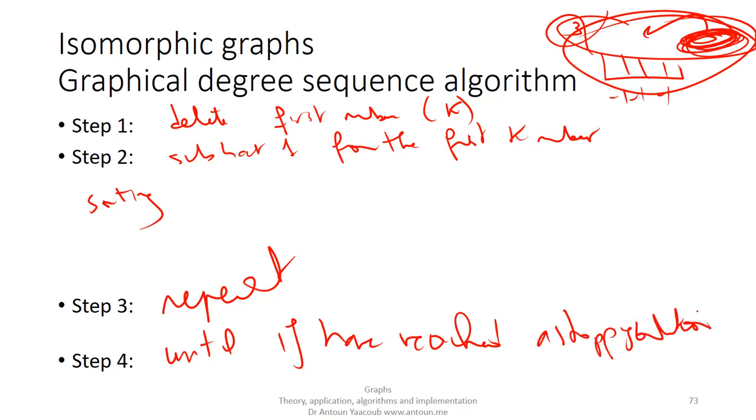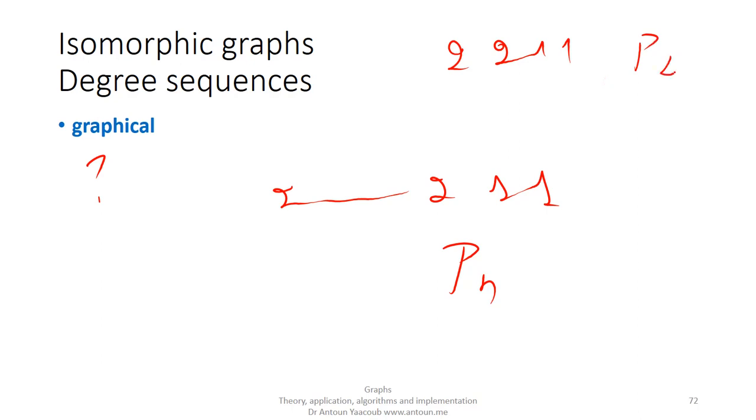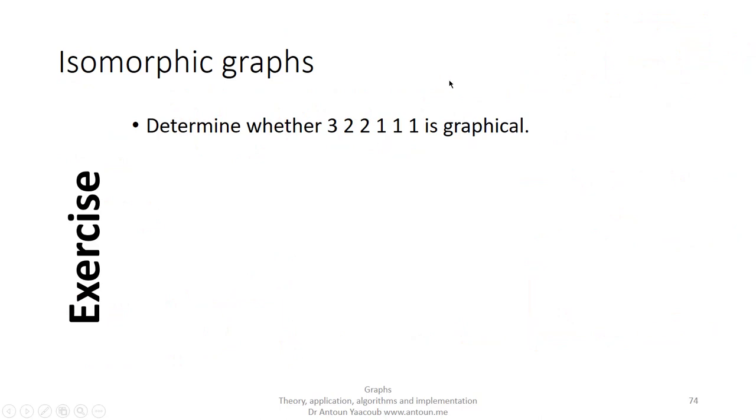We have two ways. Either the sequence is all 0, or I know that the sequence is graphical. So for example, if I end up with something like 2, 2, 1, 1, it's P4, and 2, 2, 2, 1, 1 is P5. So whenever I know that the sequence is graphical, I can stop because I have reduced the problem to a sequence that is graphical. So let's see more how we will run this algorithm.